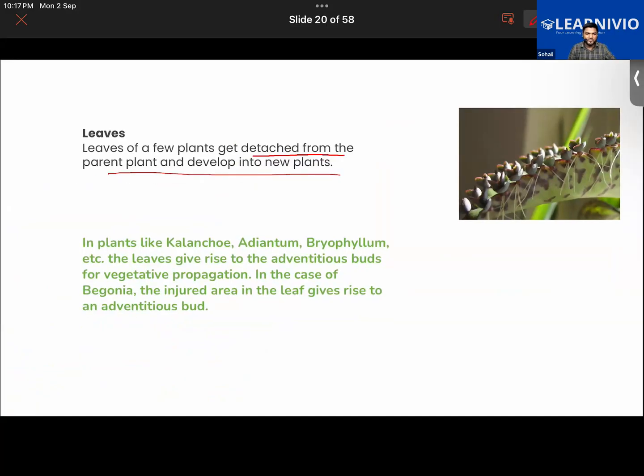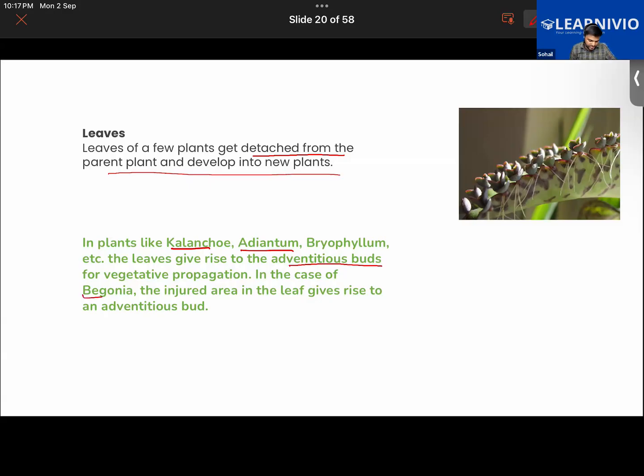Apart from bryophyllum, there are some other examples like kalanchoe and adiantum. These are also some of the plants whose leaves will first give rise to special buds called adventitious buds, and these buds will grow new plants.